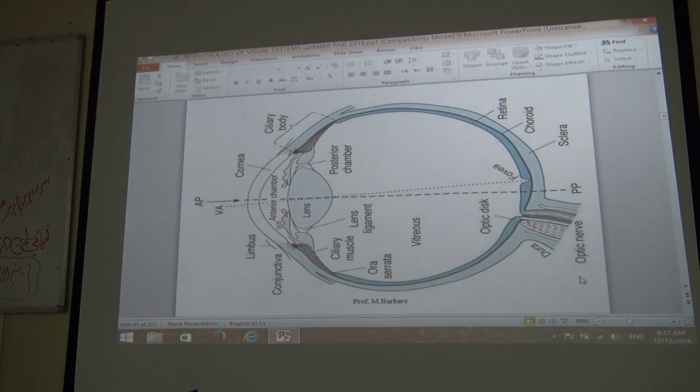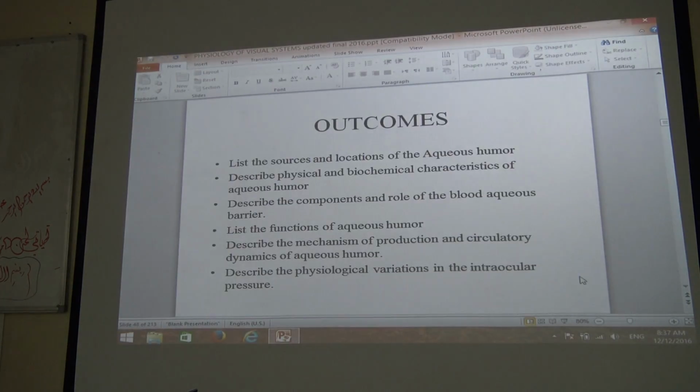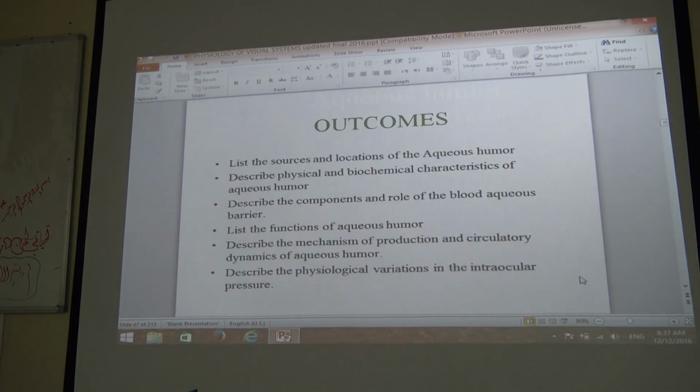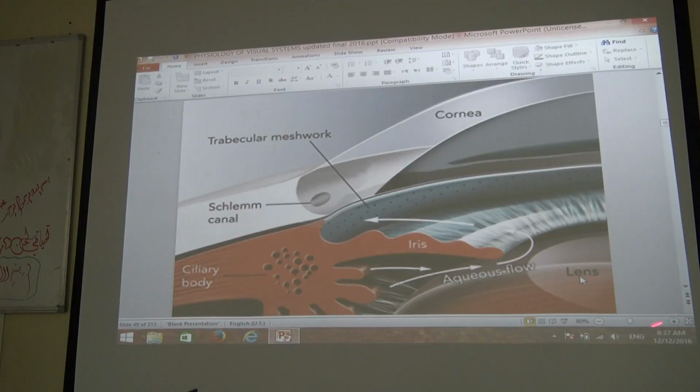Okay. Visual axis passing through the nodal point and going to the fovea. Now let's move on to the aqueous humor. Aqueous humor is produced from the ciliary body, goes around the lens in the posterior chamber, then enters the anterior chamber, and is drained by the canal of Schlemm.